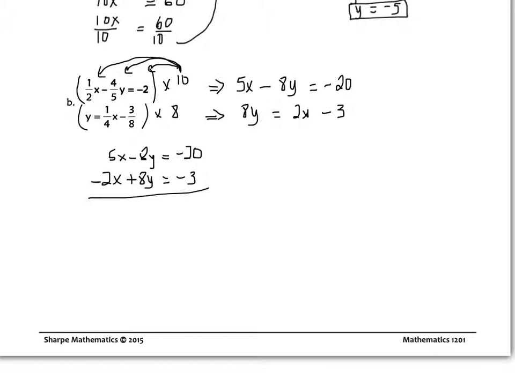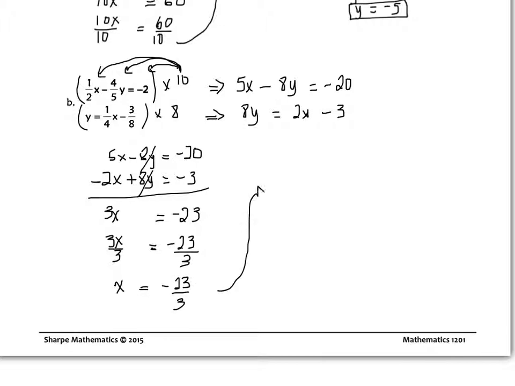So 5x minus 2x is going to be 3x, no y's, equal negative 23, and then we got to divide both sides by 3, so that's going to give you x is negative 23 over 3, and then if we go back to find the y, I'm going to use the second equation. I'm going to use this one right here.